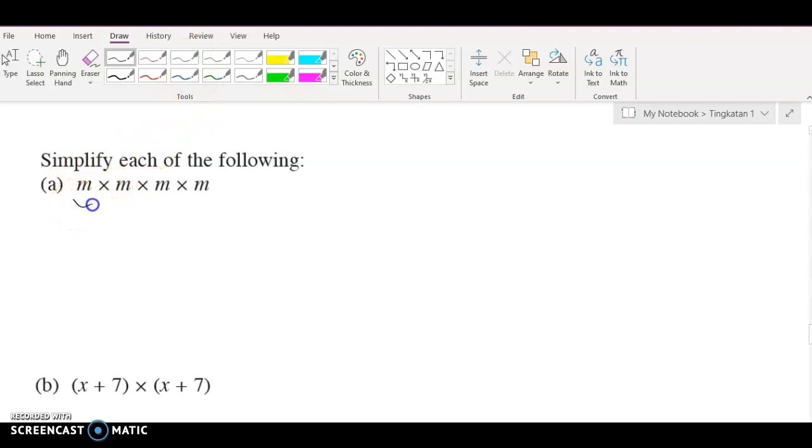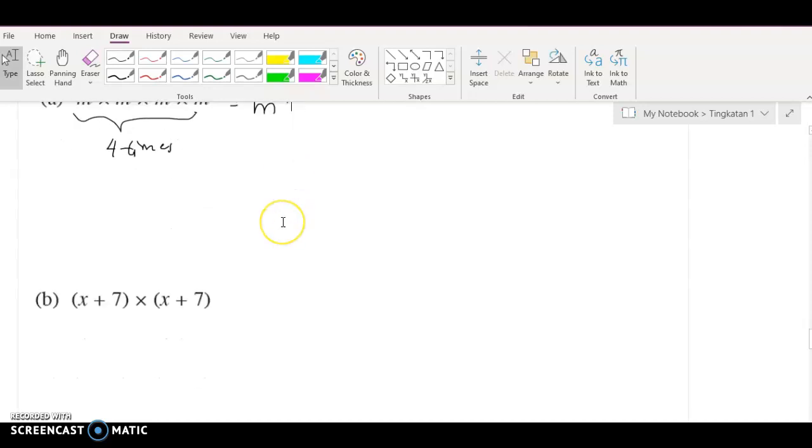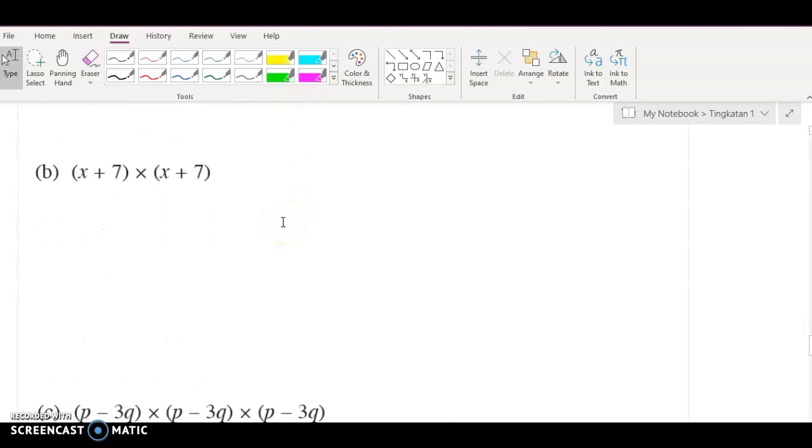So you calculate it. You will get 4 times, so you will get m to the power of 4. For x plus y times x plus y, how many brackets are there? You should get 2 brackets, 2 times. So you should get x plus y to the power of 2.